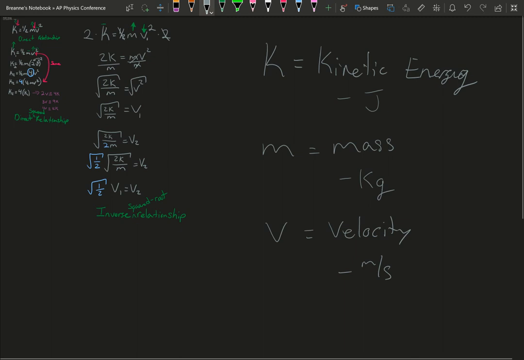So that's dealing with kinetic energy. Remember, kinetic means motion. So you have kinetic energy at any point in time an object is moving. If an object's moving, you have kinetic energy. Hands down.